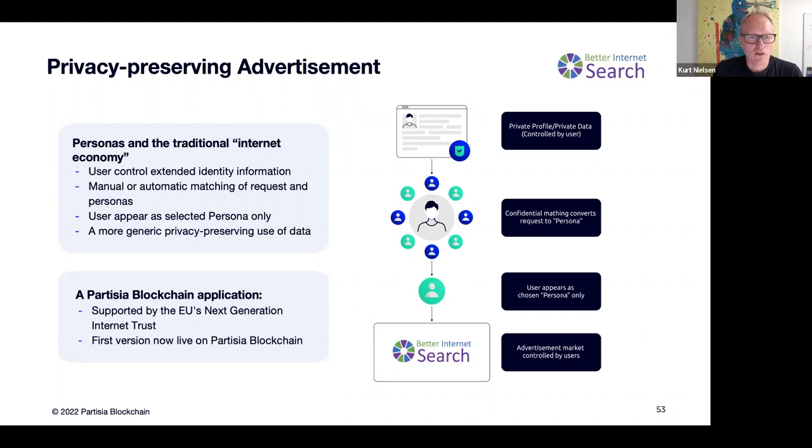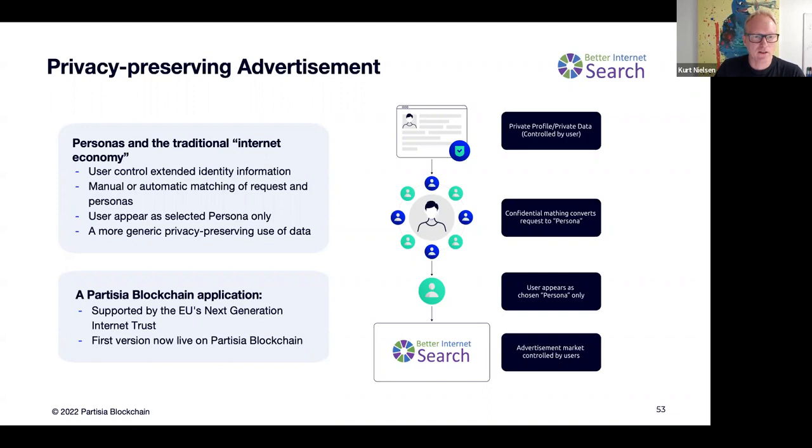It generates values. It happens all the time, every split second around the globe. But now you're in control. Now you're part of this value chain, and a fair share of this is going back to you as a user. Very powerful way to change the current data economy.